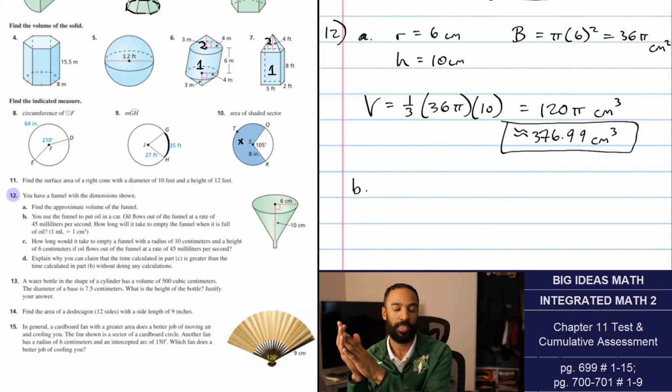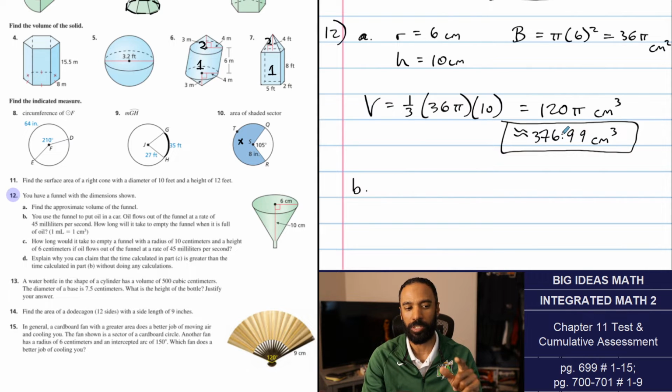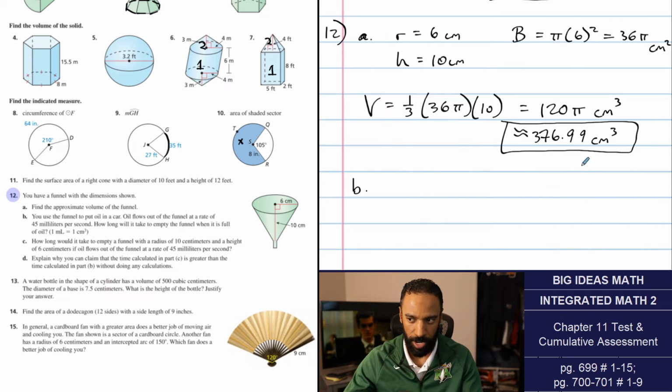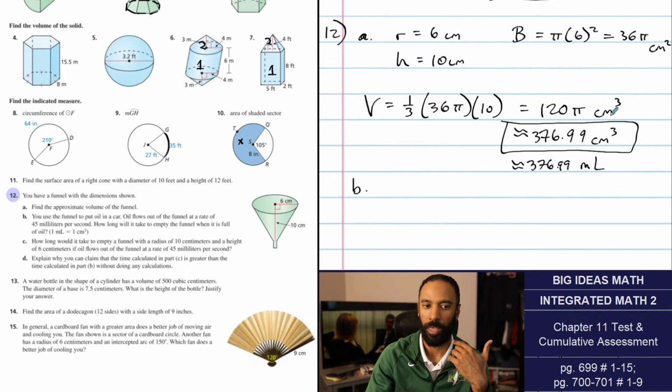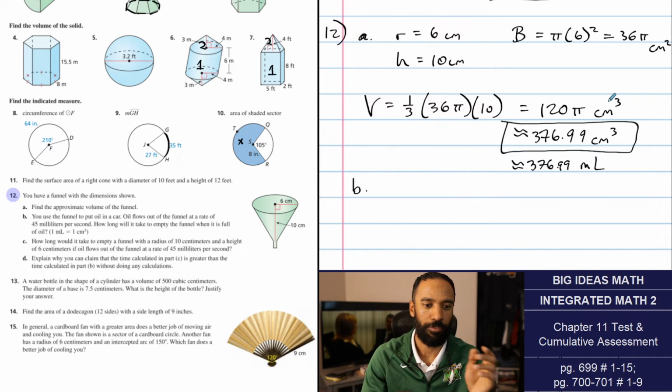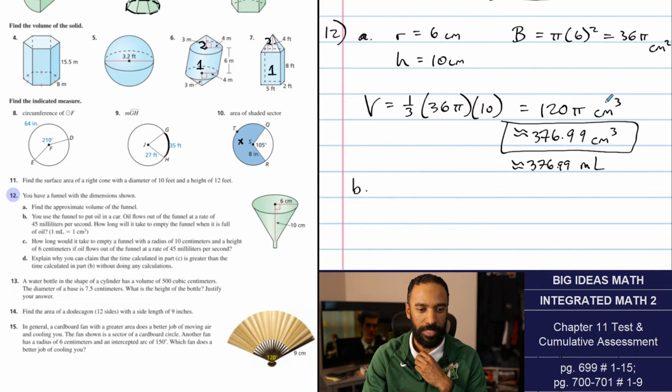By the way, this is where I'm probably going to use the 120 pi and not the 376.99, because this value is rounded and this value is not. Now, they're telling you that every cubic centimeter is the same as a milliliter. So when they talk about volume, this 376.99 might as well also be in milliliters. They use milliliters to talk about this rate. It says oil flows out of the funnel at a rate of 45 milliliters per second. How long will it take to empty the funnel?